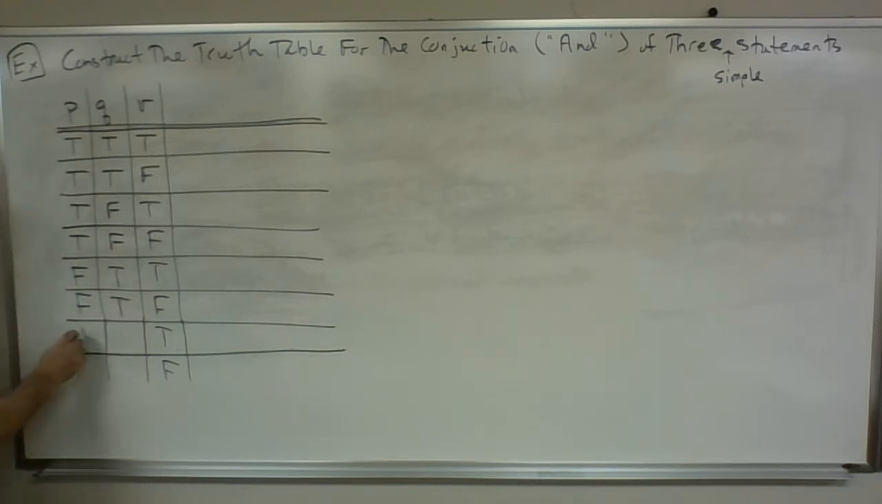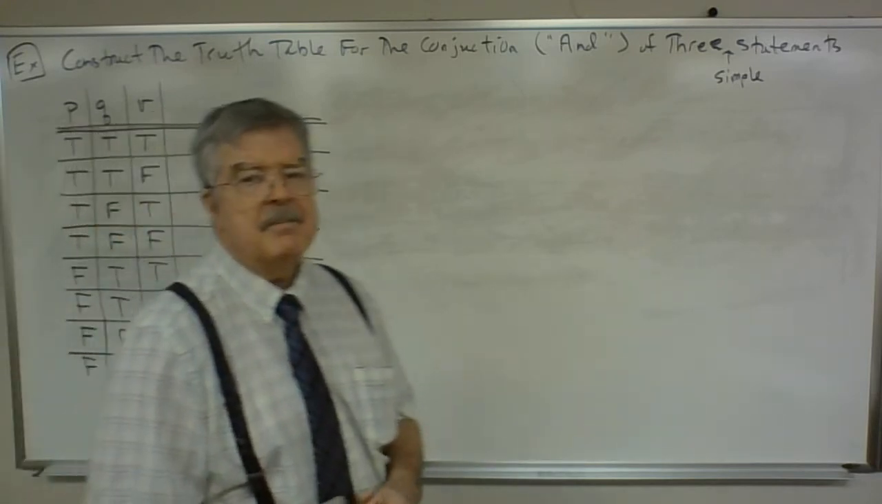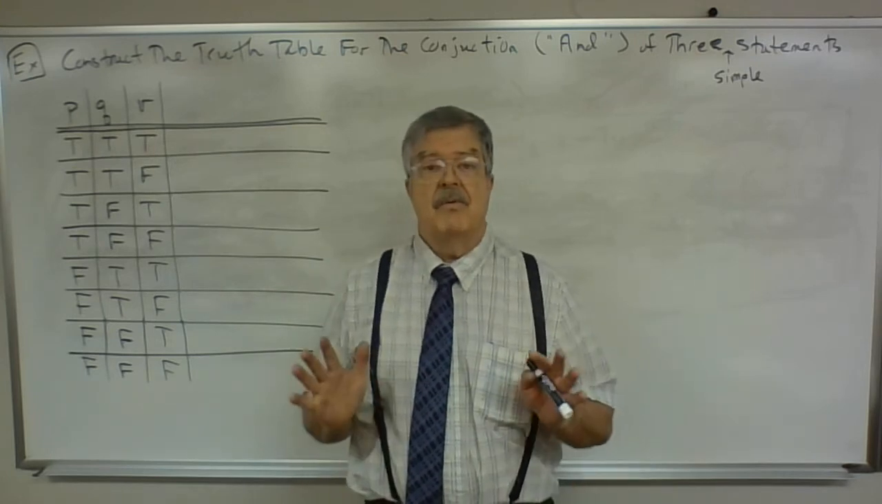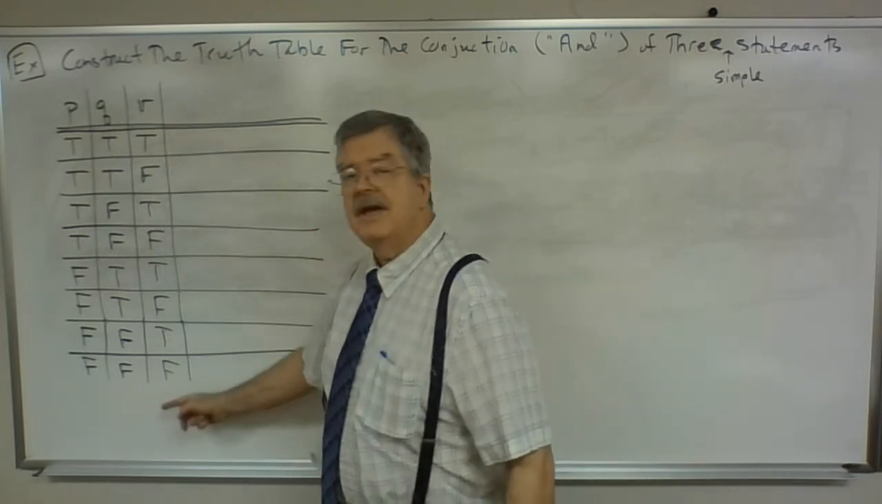So if P is false, then the only remaining case is that Q has to be false also. If P is false and Q is false, R can either be true or R can be false. So if P is false and Q is false, there are two cases, true, false. This exhausts all possible combinations of truth values of P, Q, and R without repetition. So all of these cases are unique.